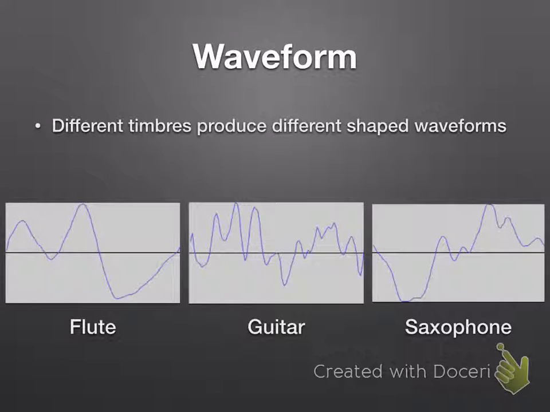If we could see sound, we would see sound waves, and the waveform is the first thing we should talk about. Different timbres have different shapes. We'll talk about frequency and amplitude in a little bit, but for now we're just looking at the shape of the sound waves. The shape of the sound wave really determines the timbre, and as you can see, the flute, the guitar, and the saxophone all have different shaped sound waves.